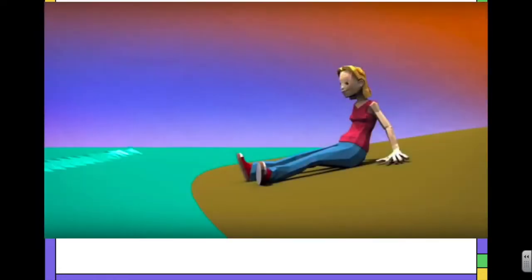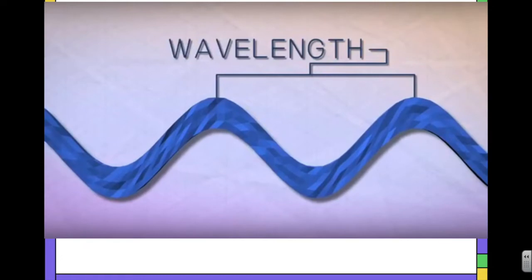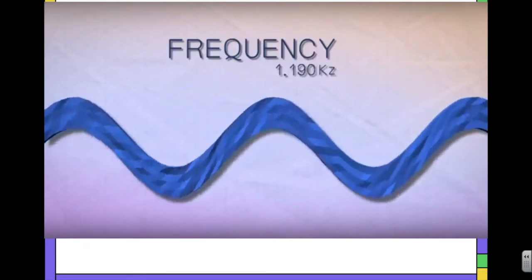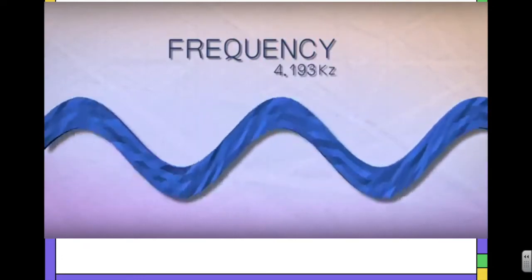Light waves are kind of like waves on the ocean. There are big waves and small waves, waves that crash on the shore one right after the other, and waves that only roll in every so often. The size of a wave is called its wavelength, and how often it comes by is called its frequency.